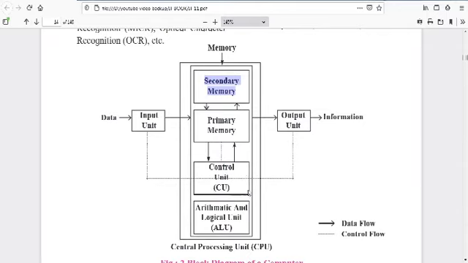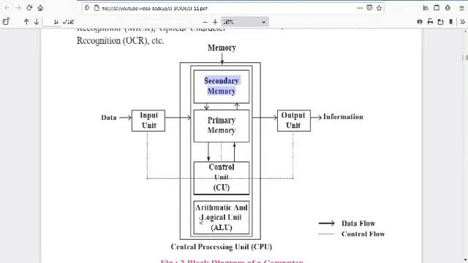Control unit controls these activities. It controls input units, it controls output units, it also controls the primary memory. So it is a controller of operation, you can say. And here you can see the arithmetic and logical unit, ALU. CU stands for control unit, arithmetic and logical unit is ALU. ALU stands for arithmetic and logical unit. This can perform your arithmetic and logical operations.